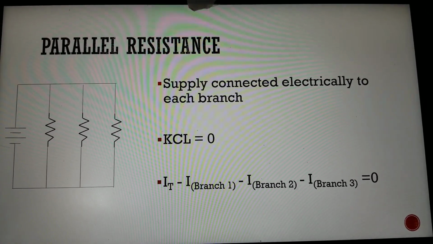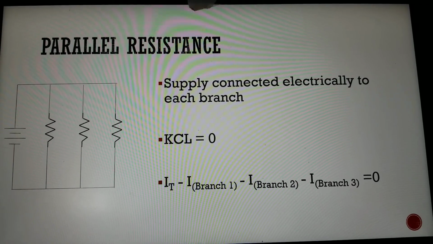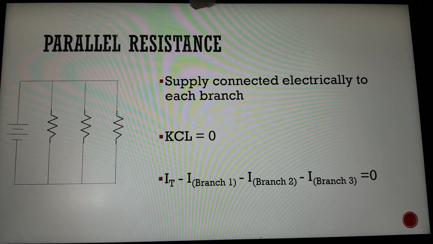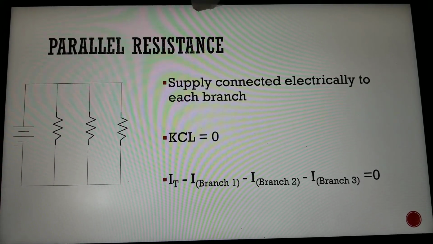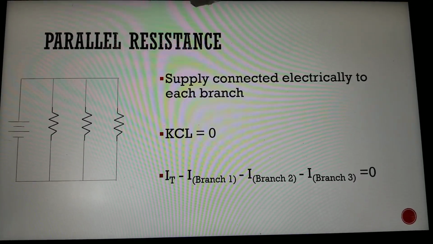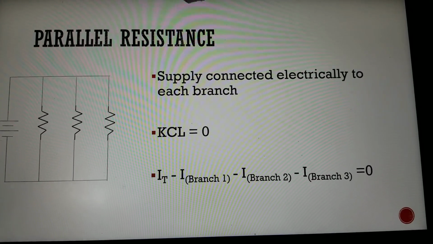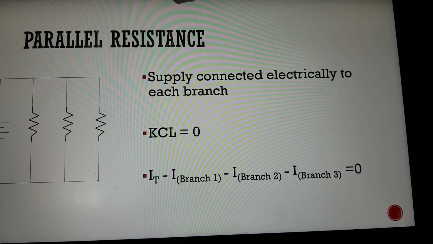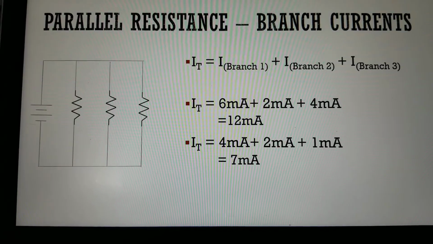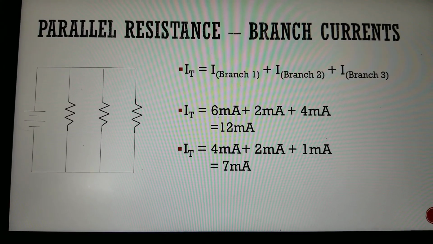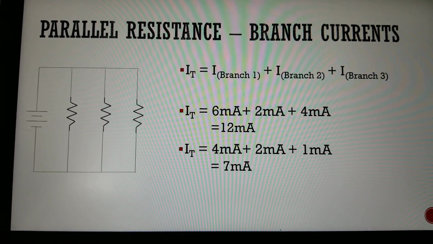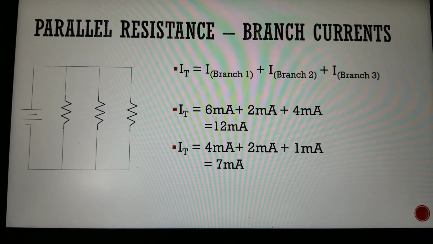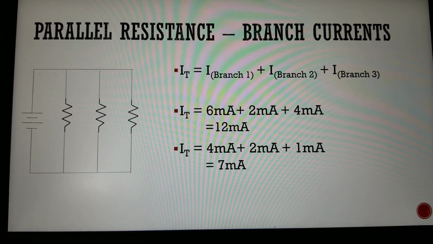The supply in a parallel circuit is connected to each branch electronically, and Kirchhoff's current law tells us that the sum of the currents coming in and going out of a node should equal 0. So IT minus I1 minus I2 minus I3 should equal 0 in this case. So to solve for the total current, if we can find the current in branch 1, branch 2, and branch 3, we can add those together for the total current.